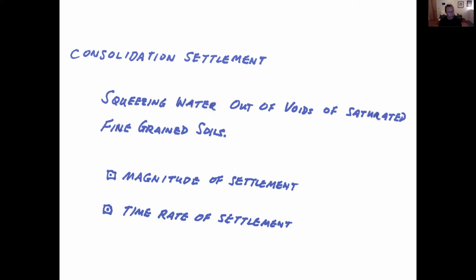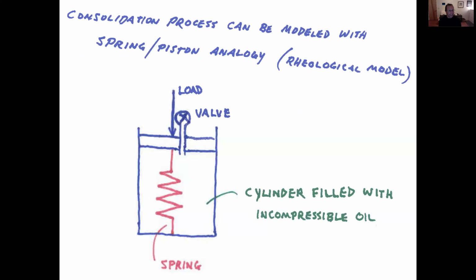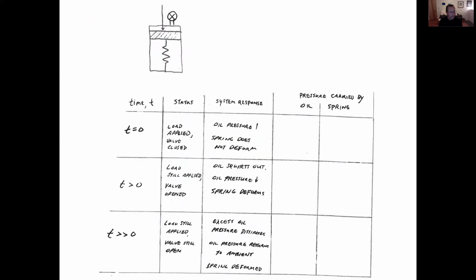I will begin with some coverage that's associated with time, but it's more or less to set up the stress states associated with consolidation, and we will avoid getting into the mathematics associated with details in that regard. The consolidation process can be modeled with a spring and piston analogy, sometimes called the rheological model. It involves a cylinder filled with incompressible oil, a load being applied from above, a valve on the cap of that cylinder, as well as a spring within that system. And I'd like to go through a table here indicating what is occurring at different times of coverage.